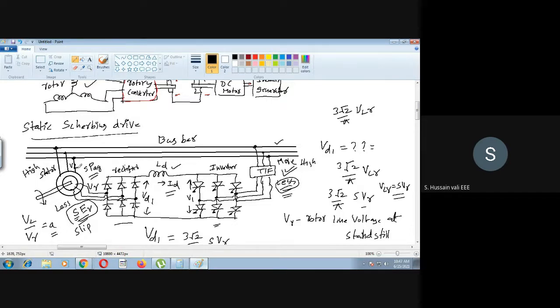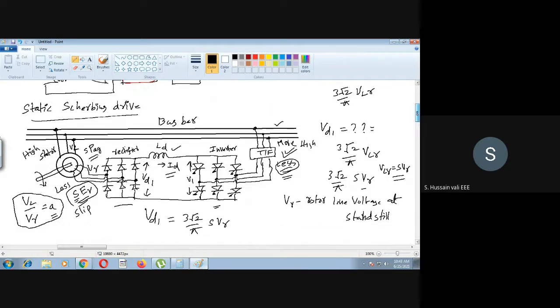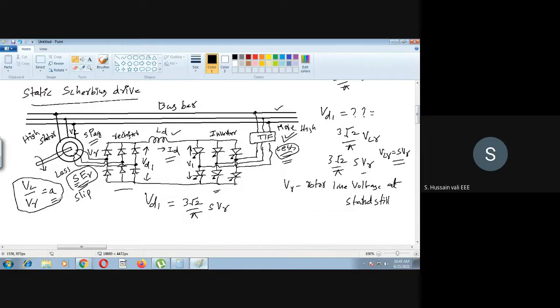VL is the stator line voltage, and VR is the rotor line voltage at standstill. Definitely, in every induction motor data sheet, this ratio will be given. There is no doubt in that. So now from this equation, what is VR? It becomes VL by A. I will substitute this here directly. A is the turns ratio between stator and rotor, that is VL by VR. So this we got.